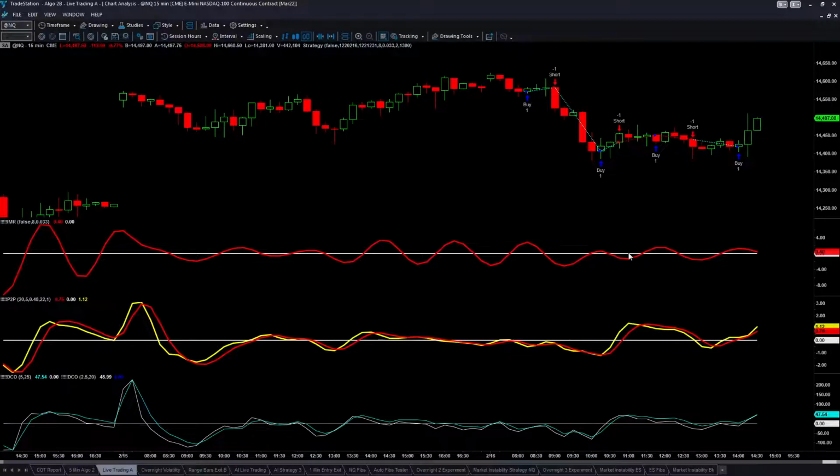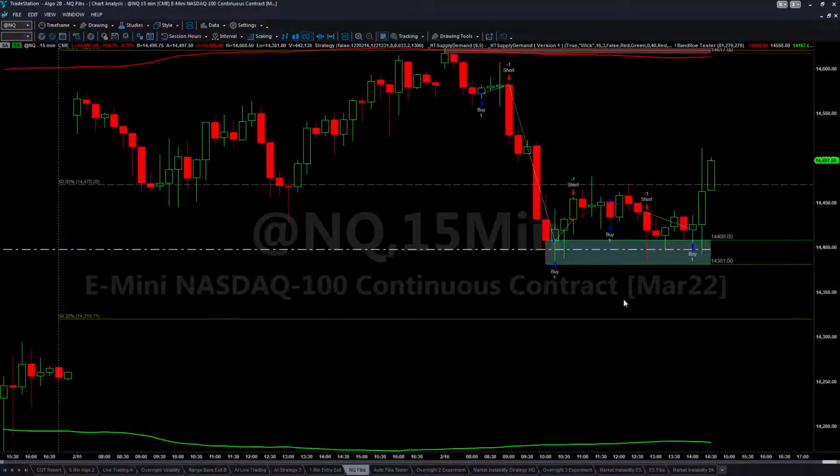Late to the trade, I'll be honest with you. But here we go. I'll get out whenever this gives me the signal. Wow, my ES trade, wow. Good. Both my ES and NQ are now ripping higher. Very nice.